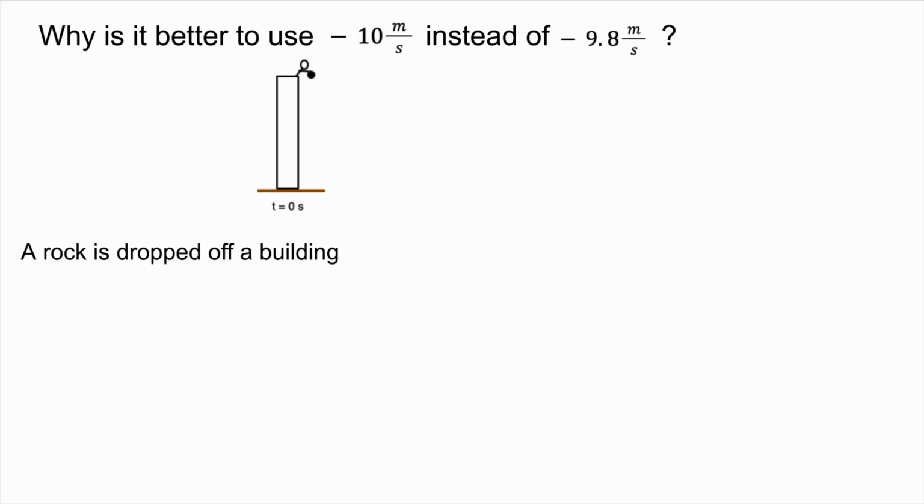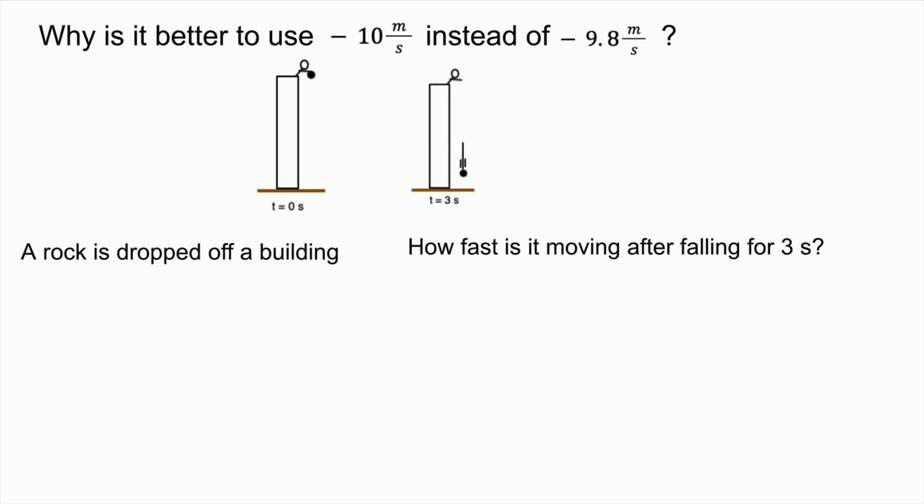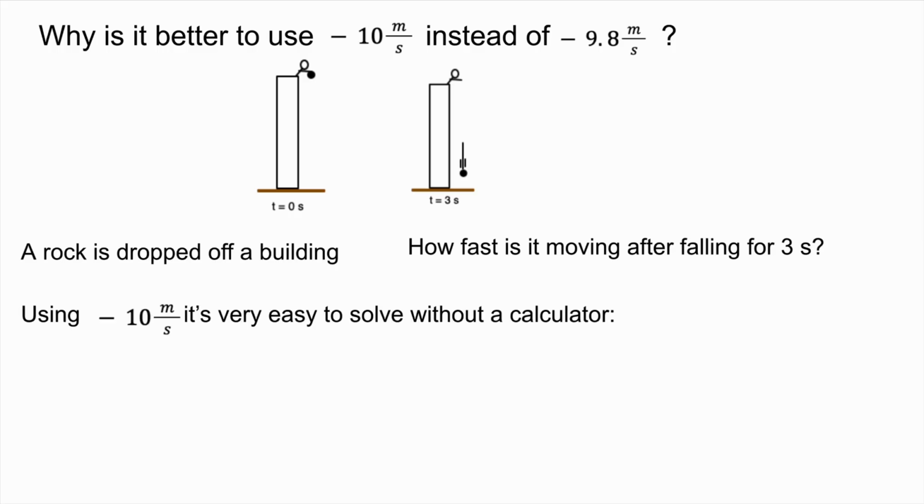So let's just say a rocket is dropped off a building. At t0, it's released. And I want to know, well, how fast is it going after it fell for 3 seconds? So at t equals 3 seconds, how fast is it going? It is so easy to do this if I use 10. So if I use negative 10, I don't even need a calculator. It's going to be going 30 meters per second because for each of the seconds that it fell, it accelerated by 10. So 10 times 3 is 30. I can do that in my sleep.